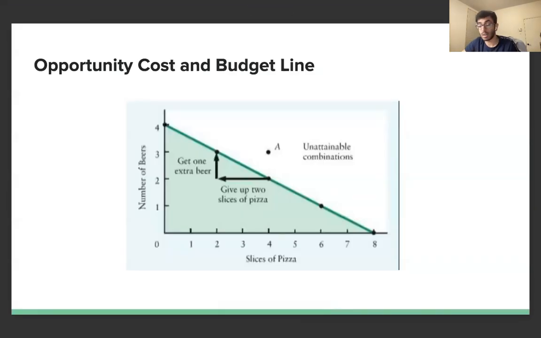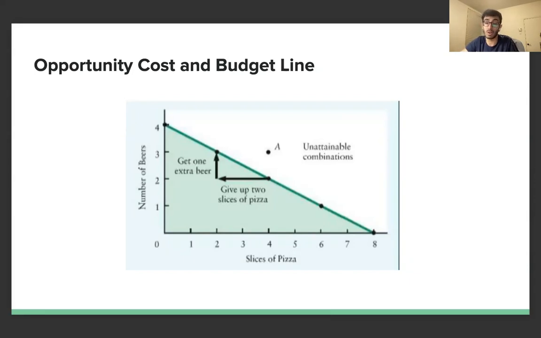We start with opportunity cost and budget line. Budget line is just the dark green line you see here, which basically is the set of all possible combinations between two goods that one can buy given a certain amount of income. So let's say I have an income of 100 and a beer costs $10 and a slice of pizza costs $5. So I can buy 5 beers and 10 pizzas; I would spend all my $100. So that's one point on the budget line.